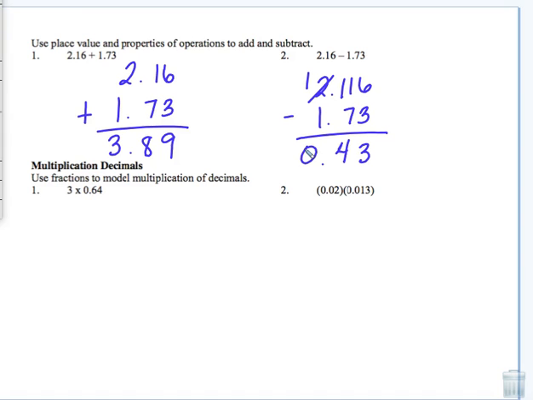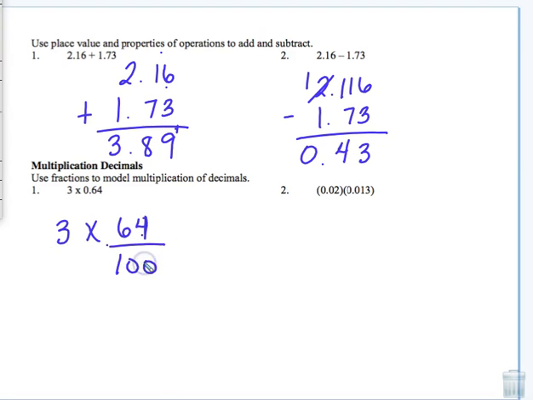On the bottom of this page, we're going to move from adding and subtracting to multiplying, but we're going to use fractions to model this multiplication. Remember, you can interchange decimals and fractions, and your students should know how to go back and forth. So we're going to use fractions to model how you actually multiply decimals. What we have is 3 times 64 hundredths.